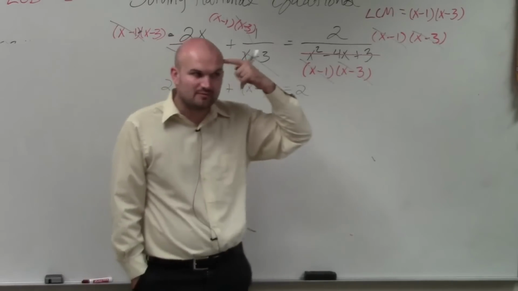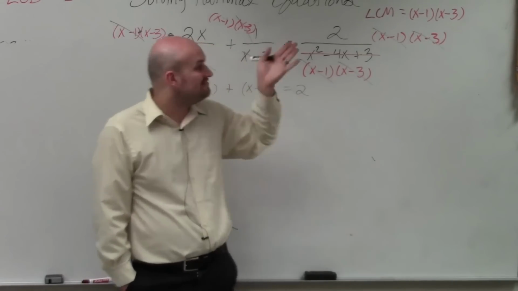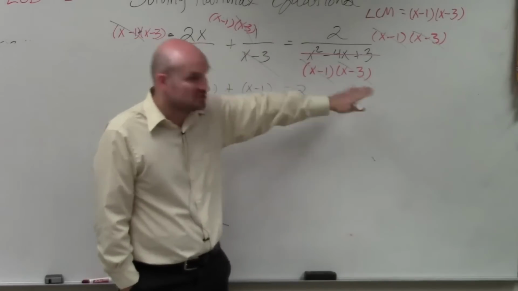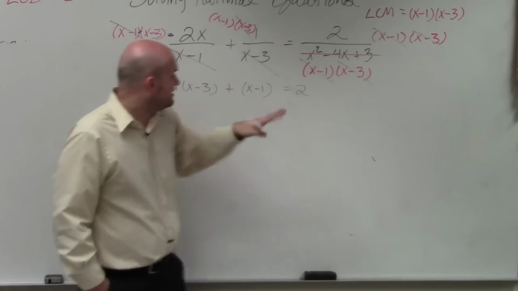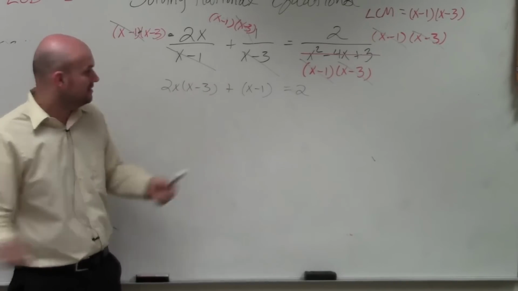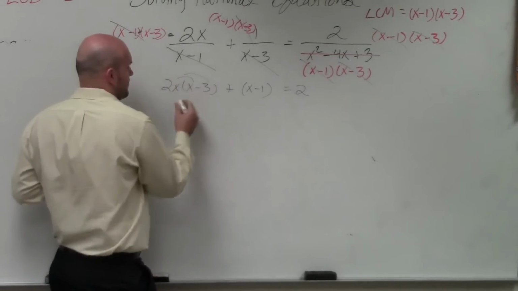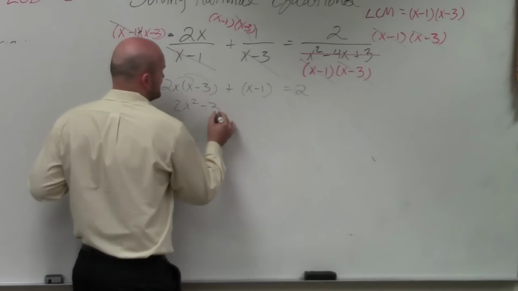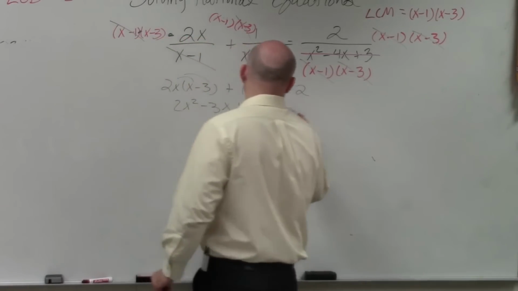My main mode of thinking, whenever you guys have a rational expression, is to find the LCD and multiply every single term to get rid of it. Now we have an equation. Can we solve this? It might be difficult, but we can solve it, right? First, we apply the distributive property. 2x squared minus 3x plus x minus 1 equals 0.